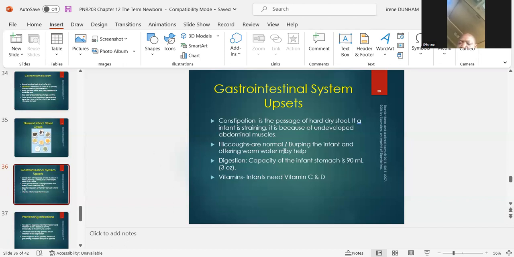And hiccups are normal. Poor little guys. You burp the infant and then you offer some warm water, which may help. But they do have hiccups.